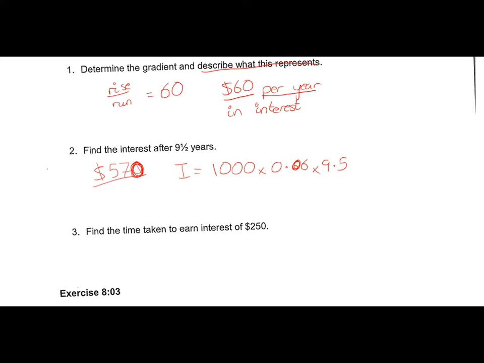Finding the time taken to earn interest of $250. What I would advise you do is you find $250 on the vertical scale, read across until you get to the line, mark that point on the line, and then read down to find out where it is. And it's roughly equal to 4.2 years.